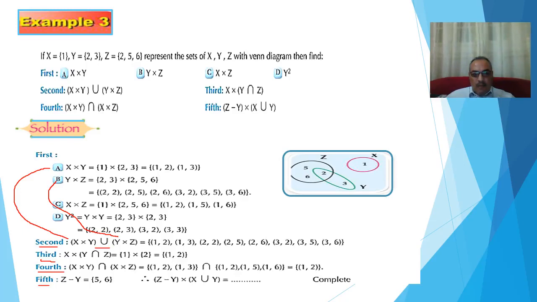Fifth, Z difference Y, the elements in Z only: 5 and 6. And the product X with the union of Y and Z, you can try to solve this by yourself.